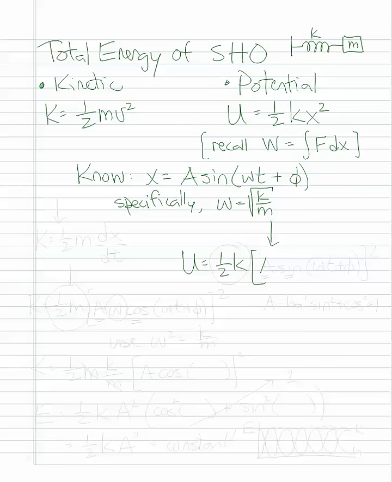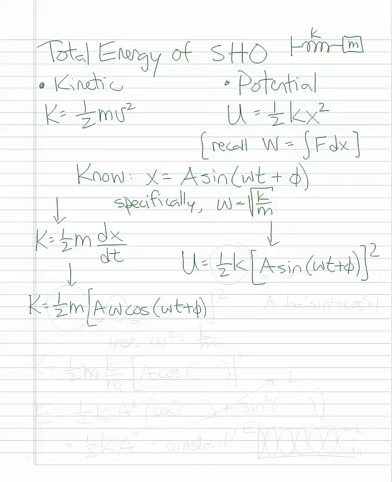So I'll just write that out: 1/2 k A sine omega t plus phi, squared. And the kinetic energy, which I didn't really leave enough room for, is just 1/2 m v squared. Well, what's v? v is just dx/dt. So now we need to actually take the derivative, and we have that the kinetic energy is 1/2 m, and now I'm going to take the derivative of sine, and I get A omega cosine omega t plus phi.